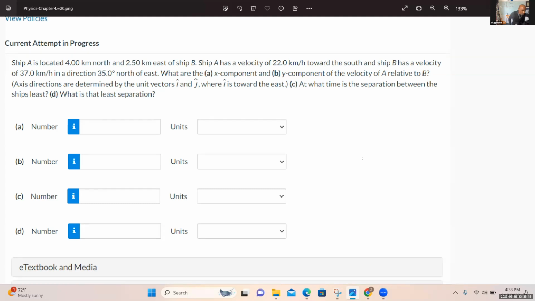North of east. So north, this is east and north of east. So that means basically 35 degrees relative to the x-axis. That's what that means.